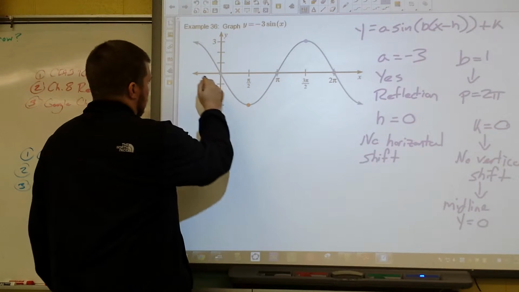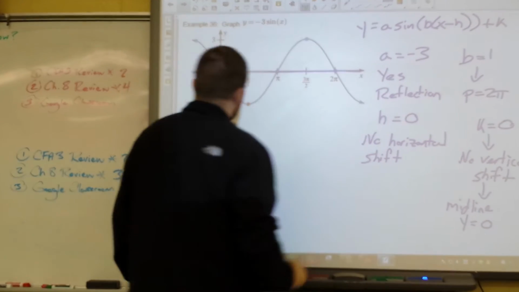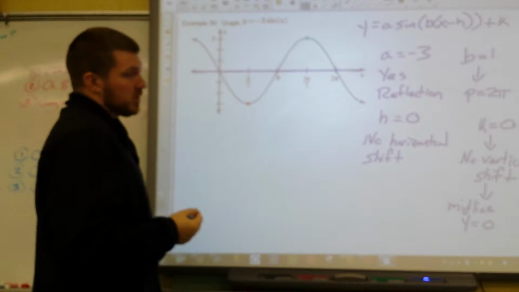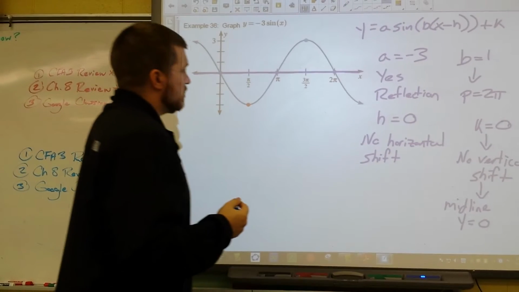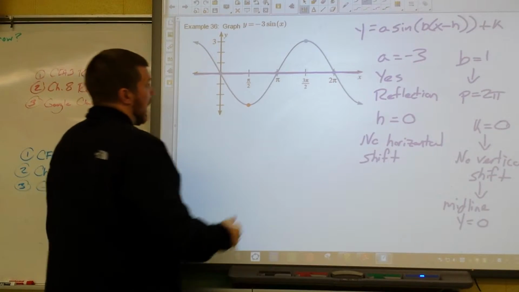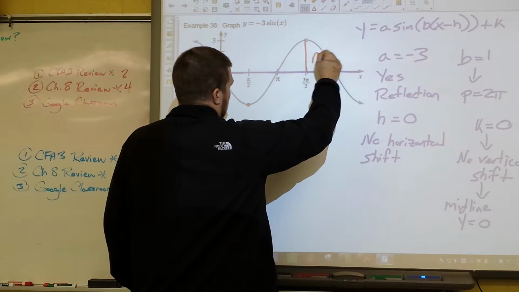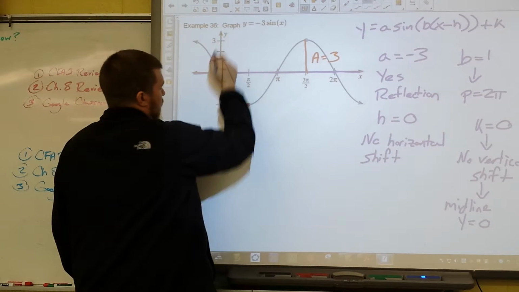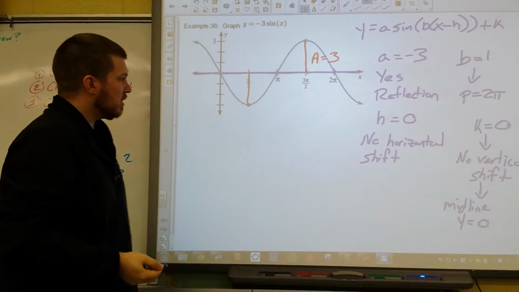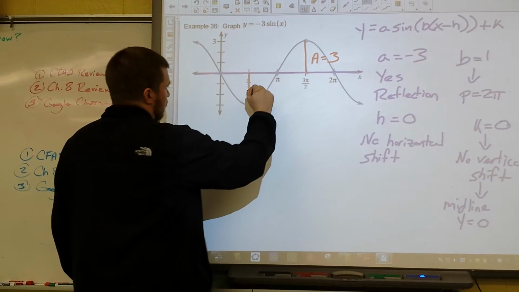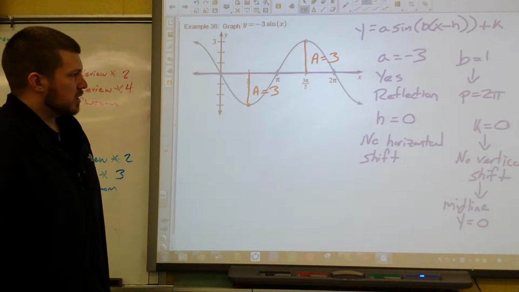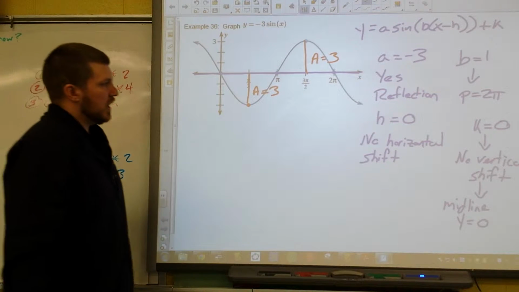Let's start off with the midline. The midline is supposed to be at y equals 0, which is just a fancy name for the x-axis. That looks good. We also know that the amplitude is the absolute value of a, so that's supposed to be +3. And again, the amplitude is the distance from the midline to the highest point in the wave. 1, 2, 3, that checks out. And the amplitude is also the distance from the midline to the bottom, the lowest point of the wave. 1, 2, 3. So that checks out. Now, there's no horizontal shift, no vertical shift, so we don't need to worry about that.